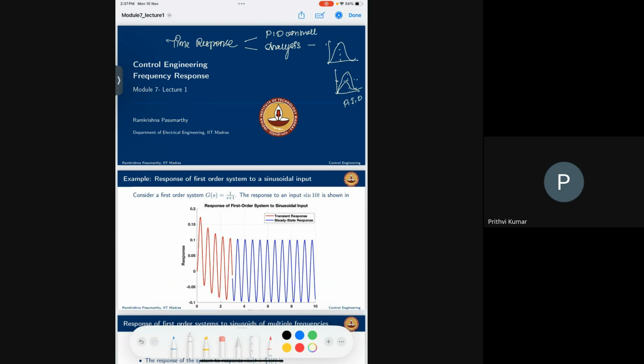So now we are going to do exactly the same thing, but in another domain, the frequency domain, instead of the time domain. What is the major difference? Let us split this into two: time domain and frequency domain. In time domain, it is easy to analyze the system behavior with respect to time.